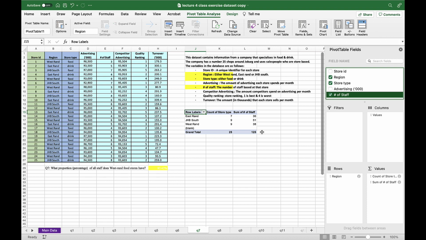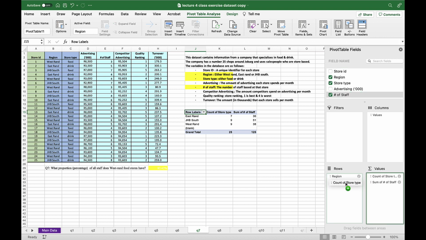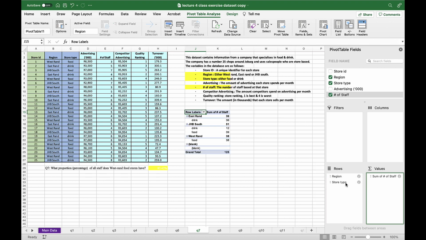What proportion or percentage of all staff? So I'm looking at the percentage of the staff, and also at a combination of the region and the store type. So I'm going to take region and store type, and I'm going to move the store type, so we get a row for both of those. And now I'm going to put in the percentage: not the sum of the staff, but I want to look at the proportion of the staff.